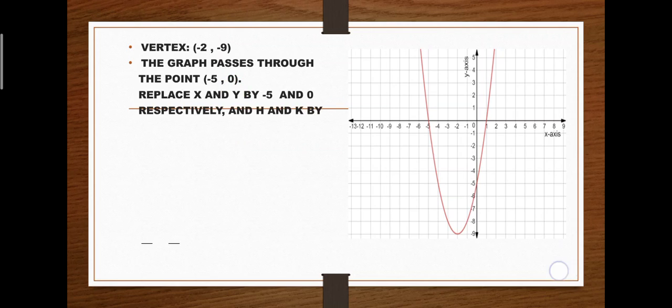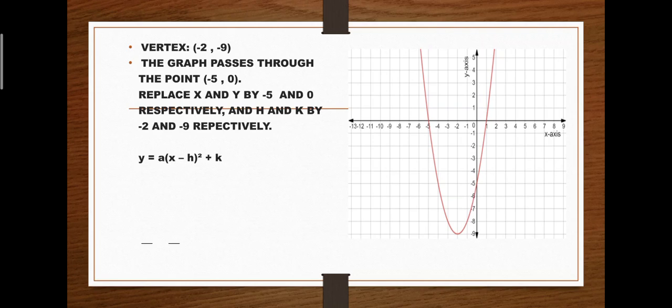So, replace lang x and y by negative 5 and 0 respectively. So, ang value ng x is negative 5, ang value ng y is 0. Also, h and k by negative 2 and negative 9 respectively. So, replace lang din h and k by negative 2 and negative 9. So, ang h natin is negative 2, ang k is negative 9. Next is, we are going to use the vertex form. The vertex form is this one. Y is equal to a times the quantity of x minus h squared plus k.